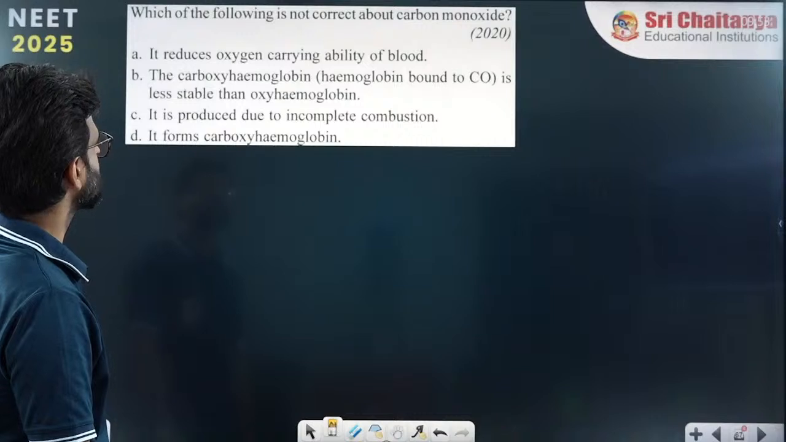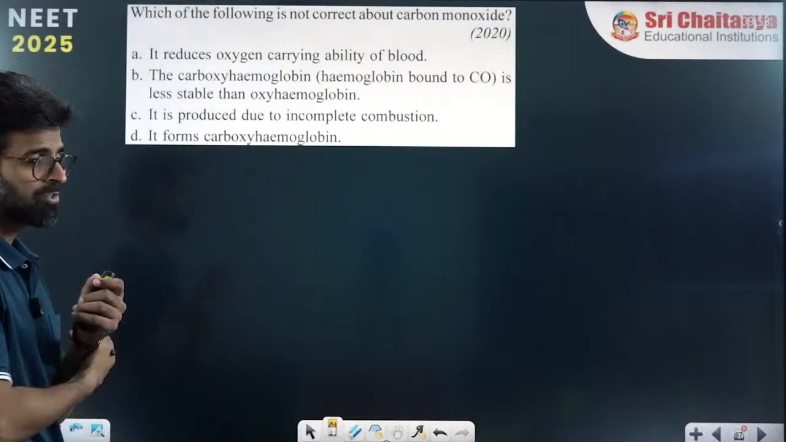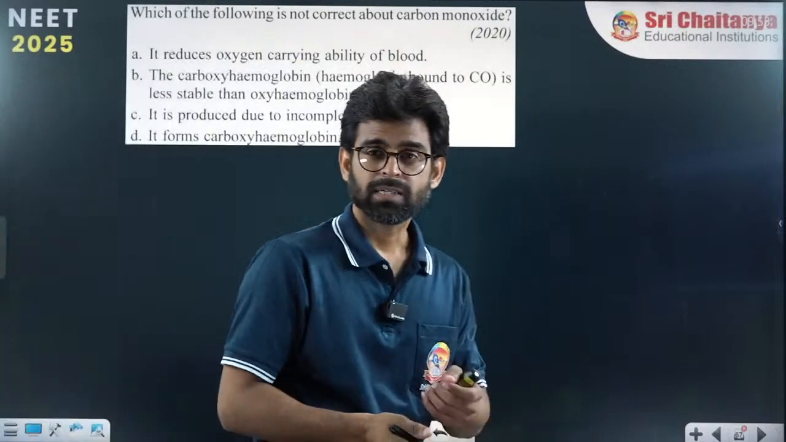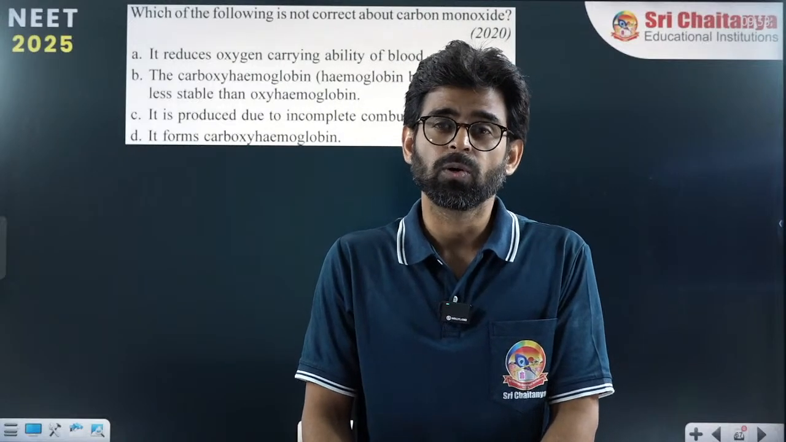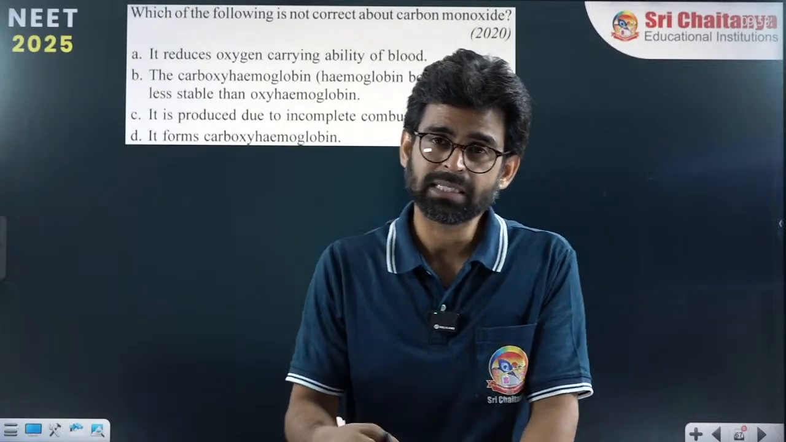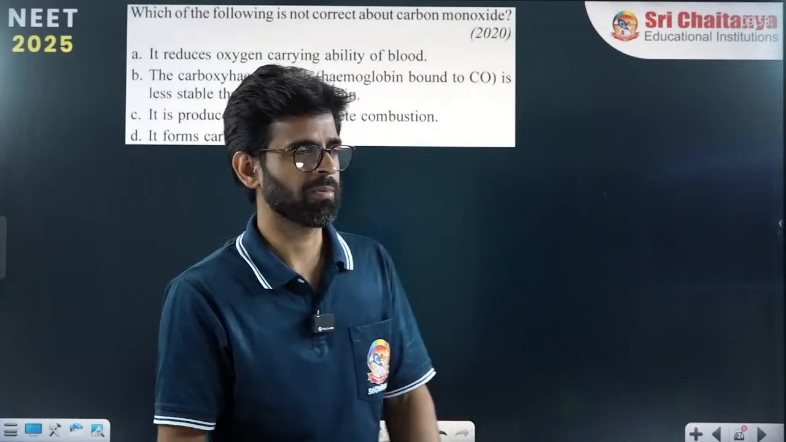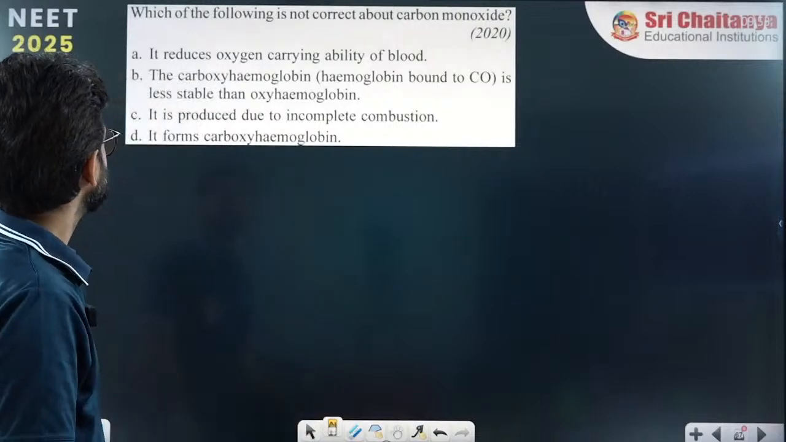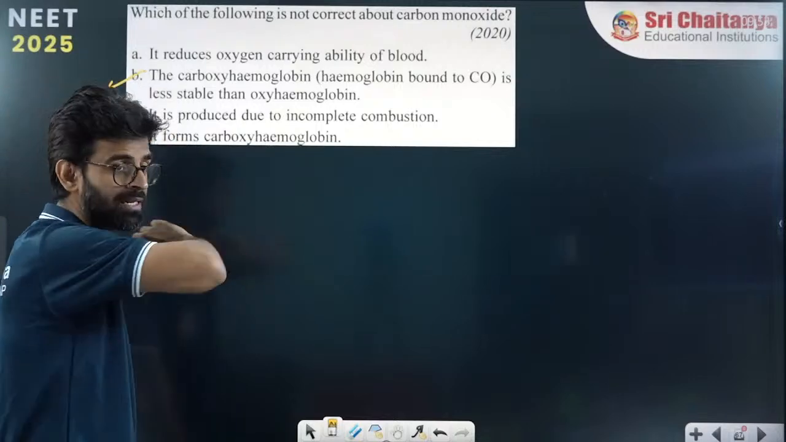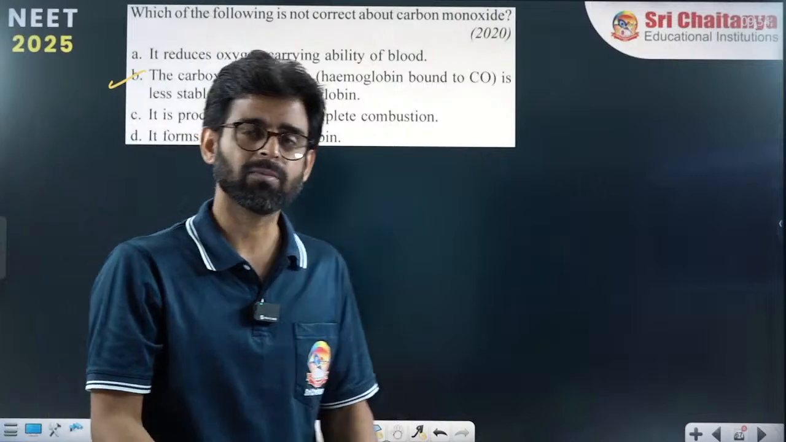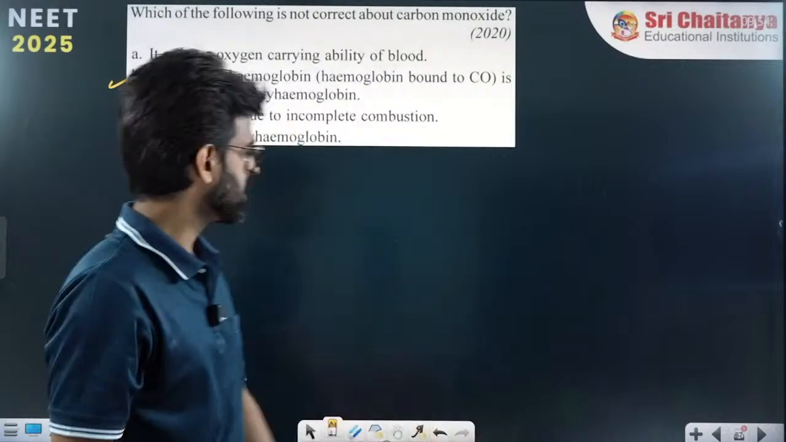Which among the following is not correct about carbon monoxide? Fine. It reduces the oxygen carrying ability of blood, right? Because CO combines with the blood and makes carboxyhemoglobin, and it reacts faster than oxygen with hemoglobin, and that's why it will decrease the oxygen carrying capacity of blood. The carboxyhemoglobin is less stable than oxyhemoglobin. No, CO reacts 300 times faster with the hemoglobin and makes carboxyhemoglobin. So it is not less stable. That's why it is wrong.